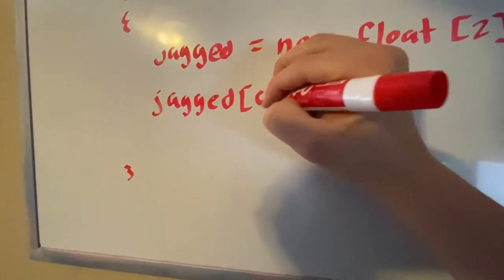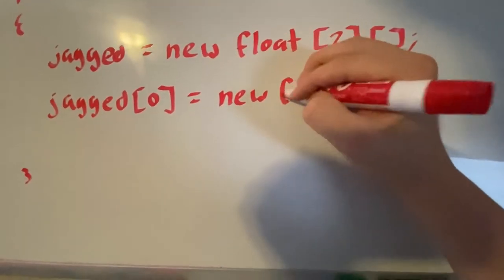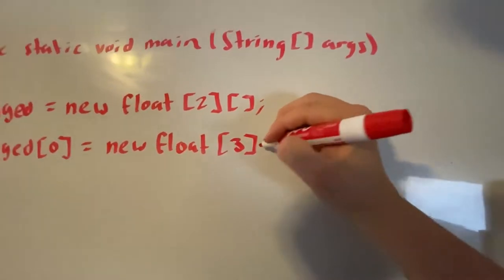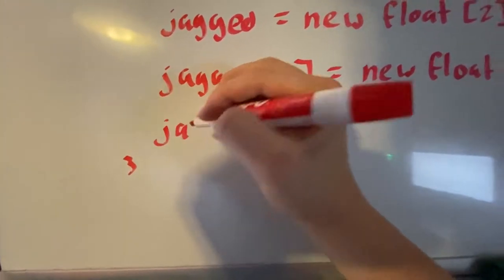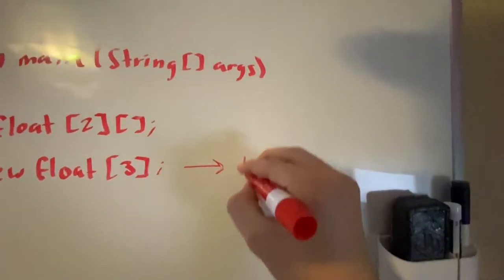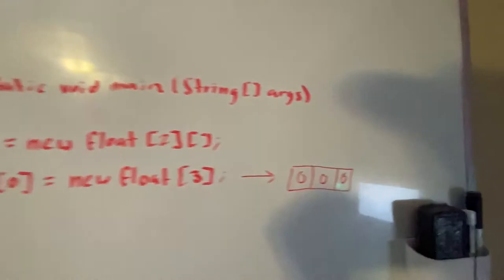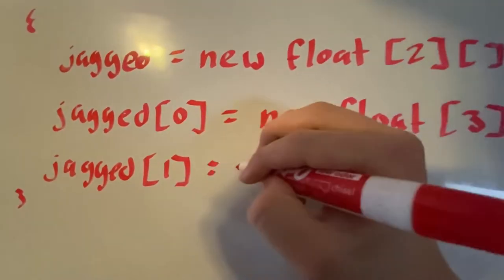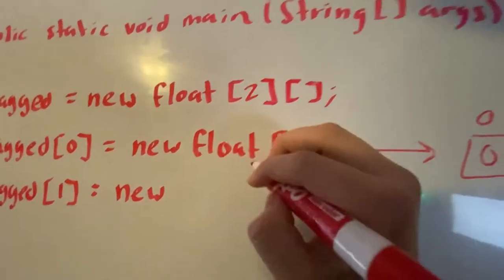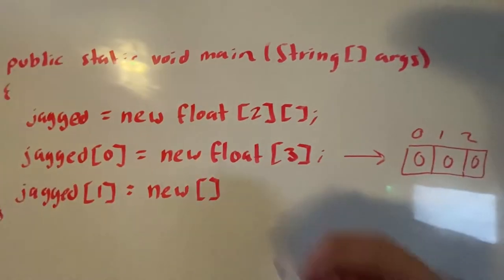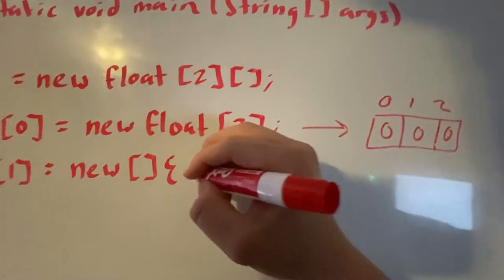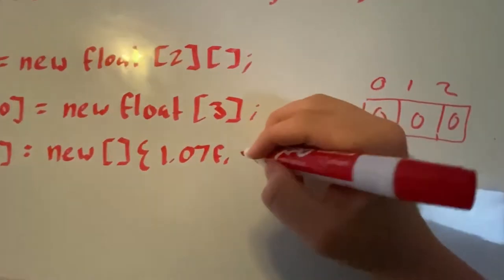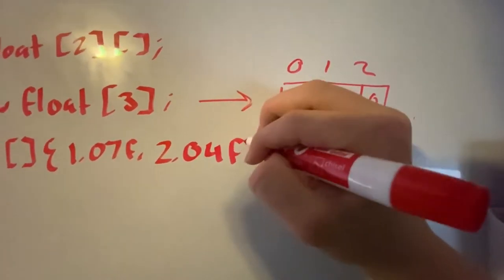So we just do jagged zero is equal to a new float. Let's say we want this to be a size 3 instead. We're gonna change it up. Remember, all of this stuff is gonna be 0, so it'll look like this: 0, 0, 0. It's just an empty 3 array, index is 0, 1, 2. And for our second index, it'll be a new array, and since I'm gonna put floats in here, I'm not gonna write down float, I'm just gonna put down the array here and define some predefined stuff. So we're gonna do 1.07f for float. Yes, f is float. Without the f, it's a double. And then we're gonna put 2.04f for our second, like this.